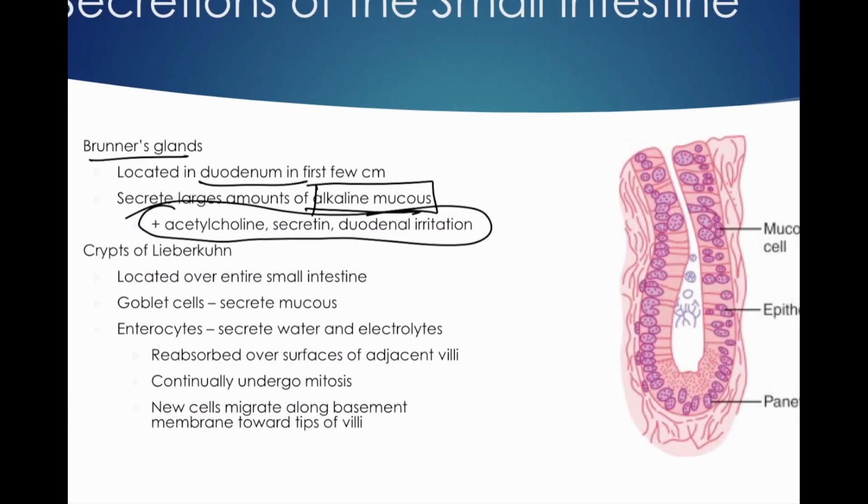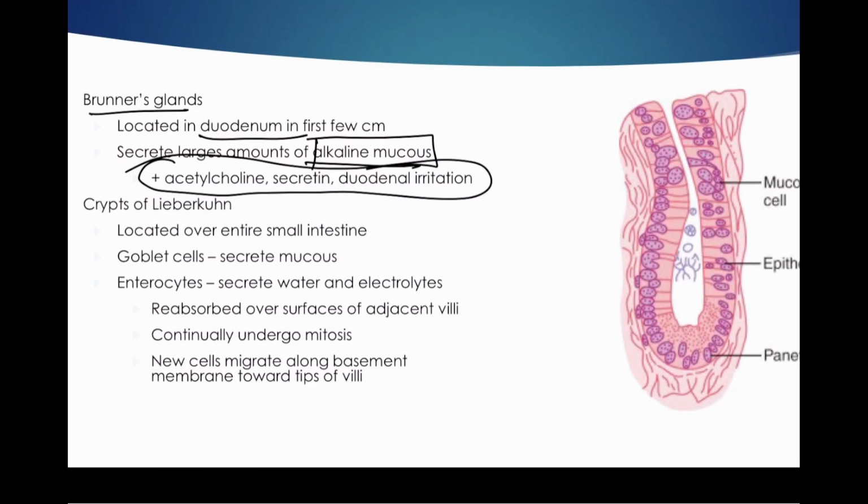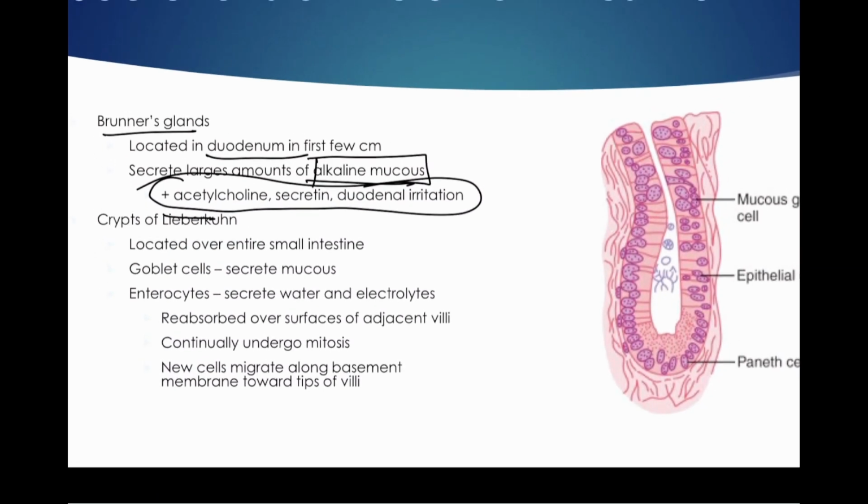So those are the Brunner's glands. Bicarb. First little bit of the duodenum, neutralize that acidic chyme that comes in. The next ones are these crypts of Lieberkühn. And they're over the entire small intestine. They have a couple of different cells.